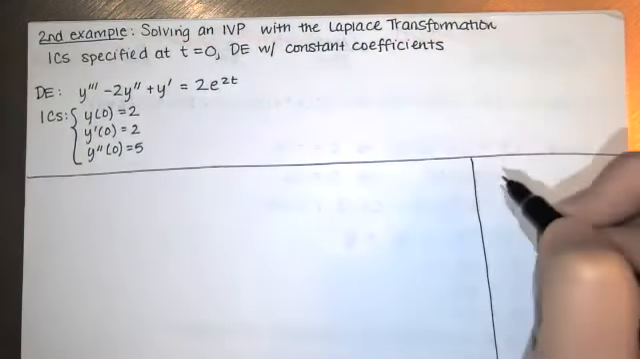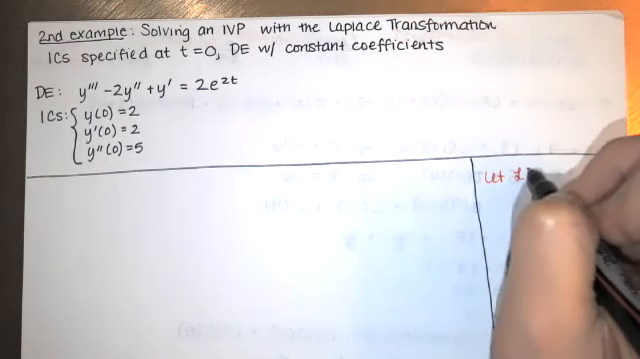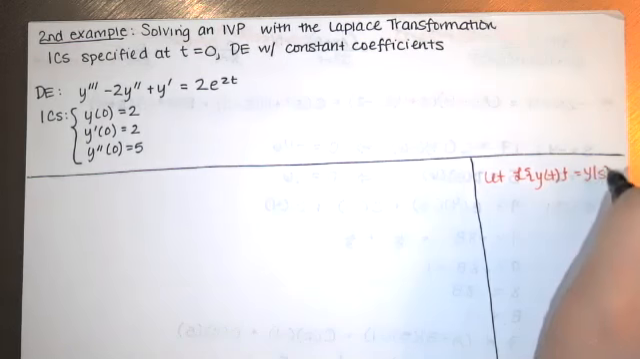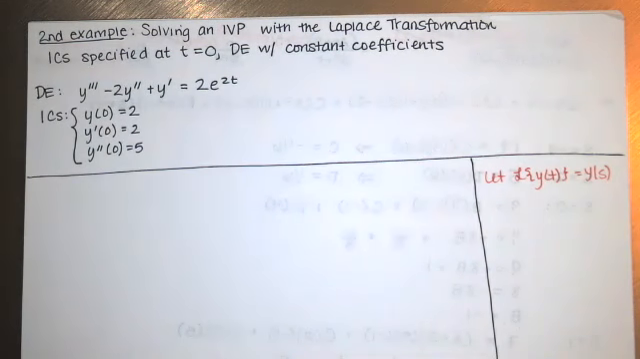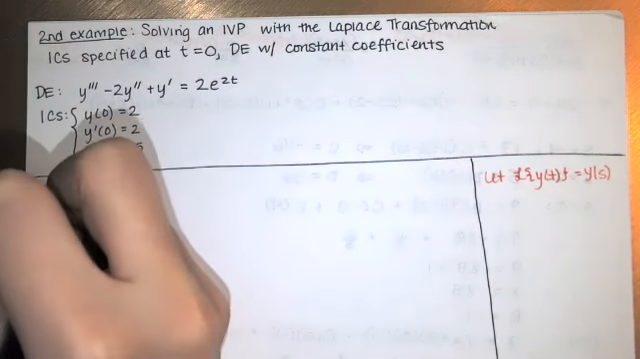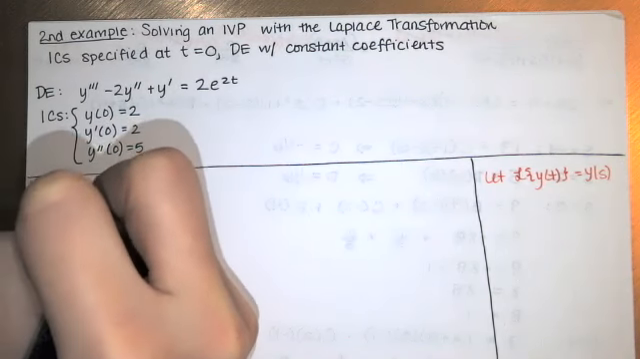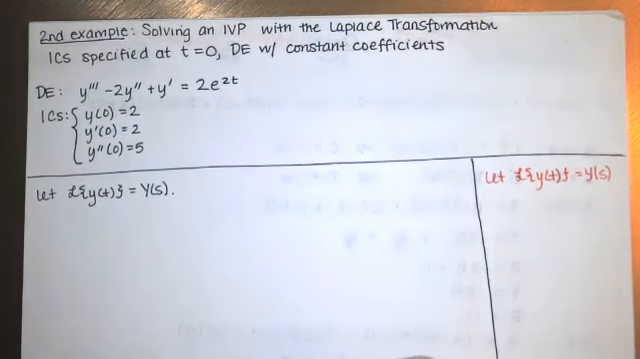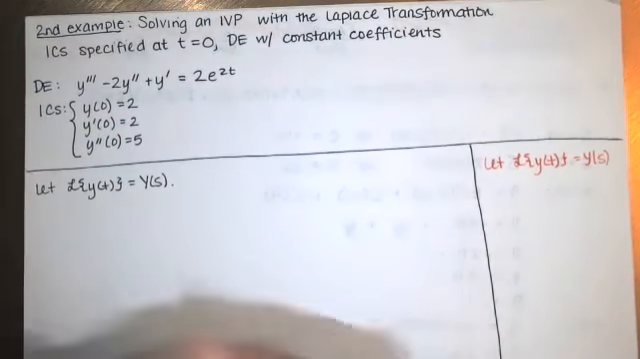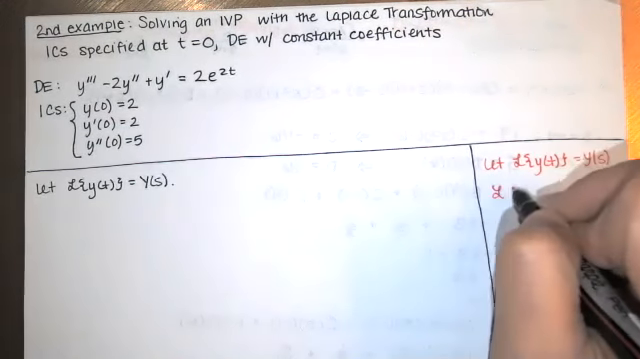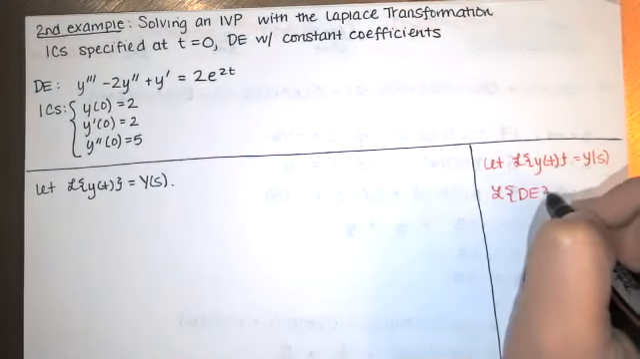Now, the way we start all of these problems is we let the Laplace transform of little y equal big Y, because we don't like to just start using notation without telling people what that notation means. I always start there. I tell my students, if you do nothing else, please write this down. Let the Laplace transform of y of t be big Y of s, and then we're going to take the Laplace transform of the differential equation.